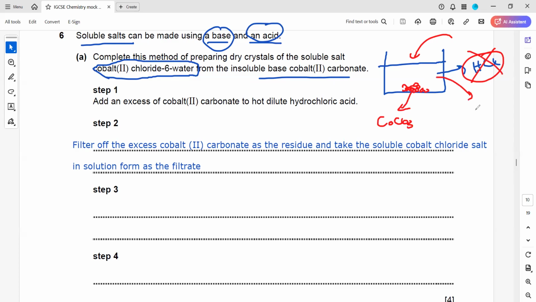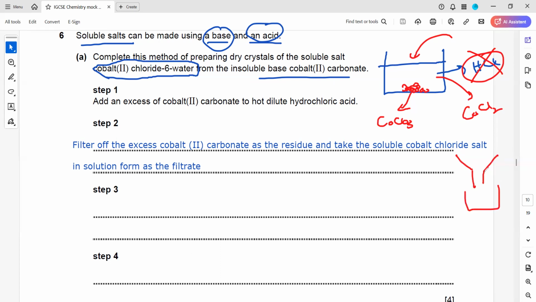So this HCl will now turn into a cobalt chloride solution. First we have to remove the unreacted cobalt chloride. So first we filter off the excess unreacted cobalt carbonate, which will be there in the residue. So we use filtration here in the first method.